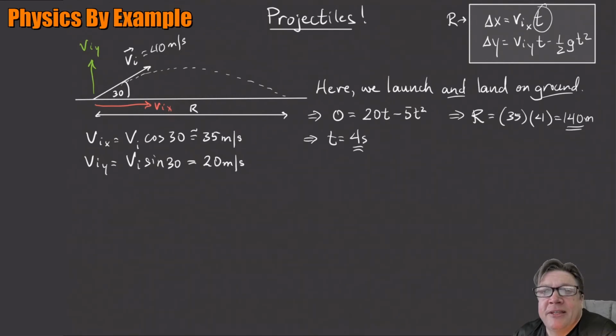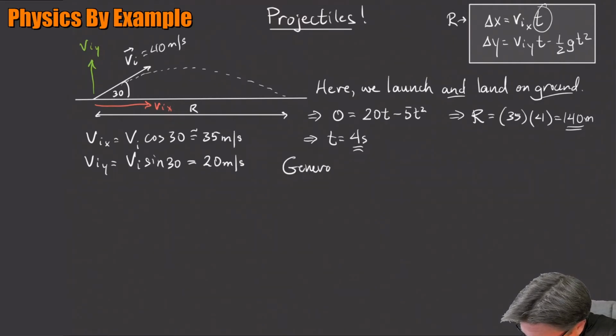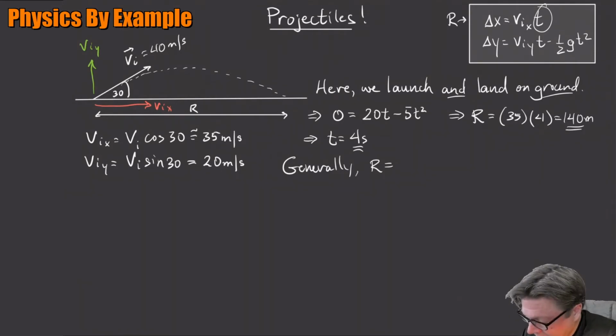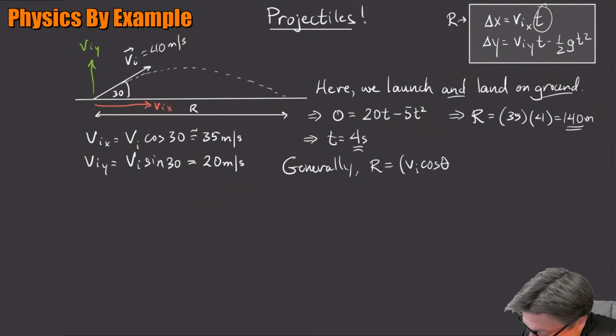Let's do it in general. Let's solve every one of these problems, right? Let's get a general formula. Generally, the range, that's our delta x. It's vix times t. All right, so that's going to be vi cosine theta times t. In other words, if I'm just given a speed and a launch angle, I should be able to figure out the range in one step. Let's just get a formula that'll tell us the whole thing.